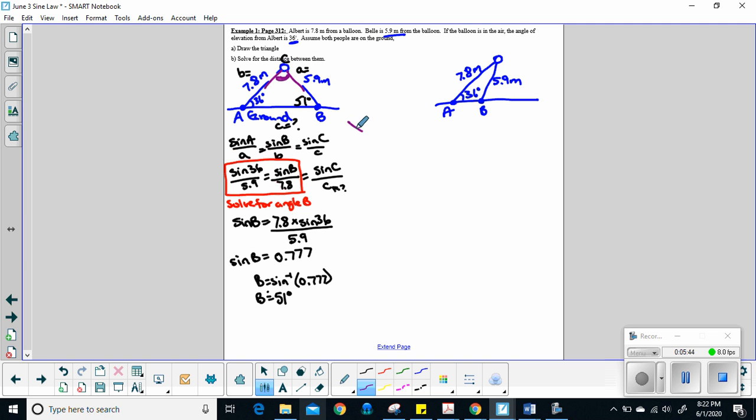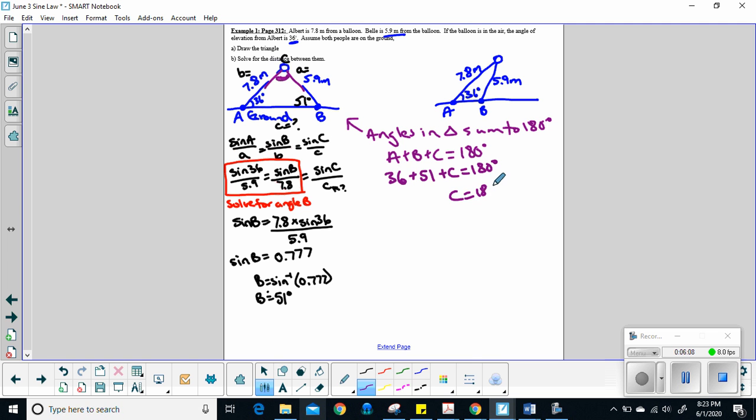Well, let's not forget that the angles in a triangle sum to 180. So angle A plus angle B plus angle C all have to equal 180 degrees. I have angle A is 36. I now know that angle B is 51. So can I solve for C? Yes, I can. So C is 180 minus, was that 87? Minus 87. So C is equal to 93 degrees.